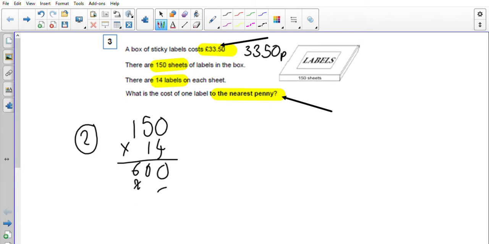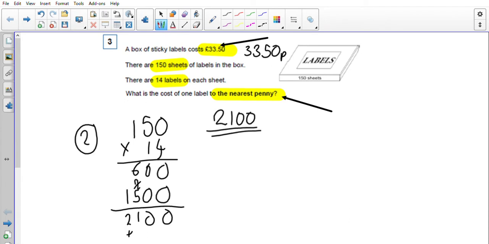And then I need to add my placeholder. Don't forget your placeholder. 1 times 0 is 0, 1 times 5 is that, and 1 times that is that. Okay, add those together, and I'm going to get myself 2,100. Okay, so there are 2,100 labels in a box of labels. Good news for label fans.